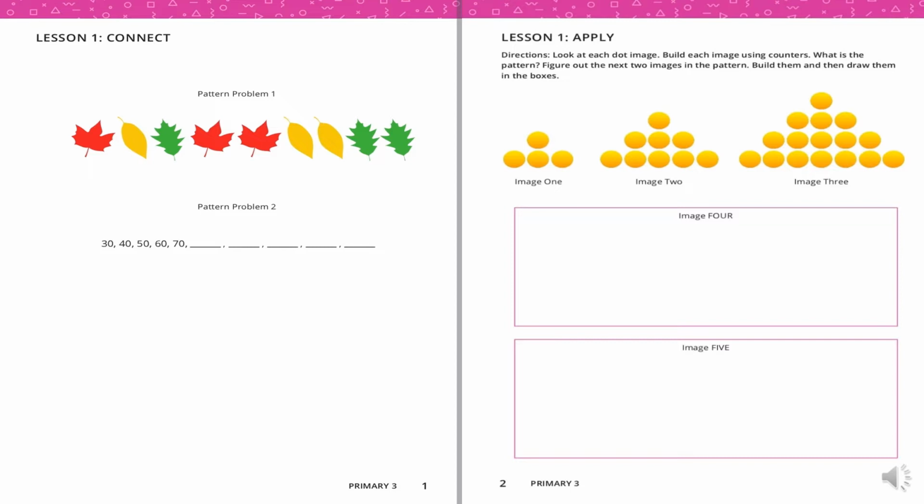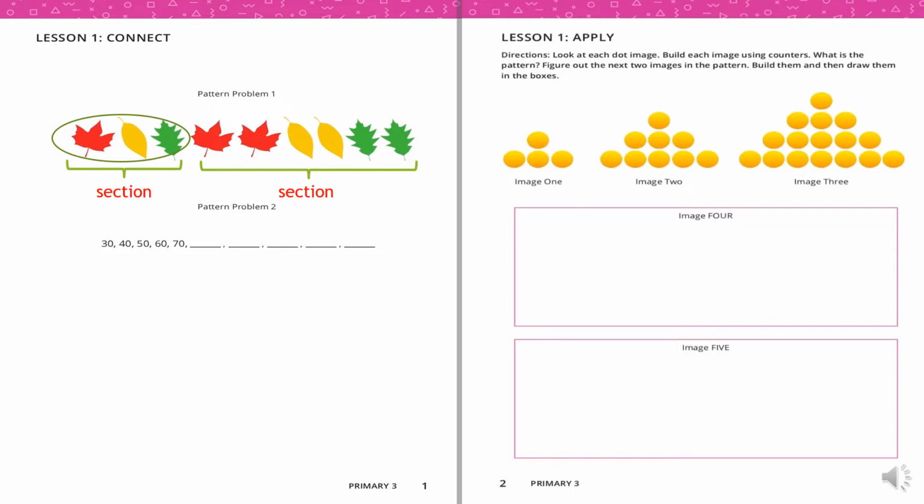Remember, the first section is red, yellow, green. The next section is red, red, yellow, yellow, green, green. What should be the third section? Red, red, red, yellow, yellow, yellow, green, green, green. Okay.